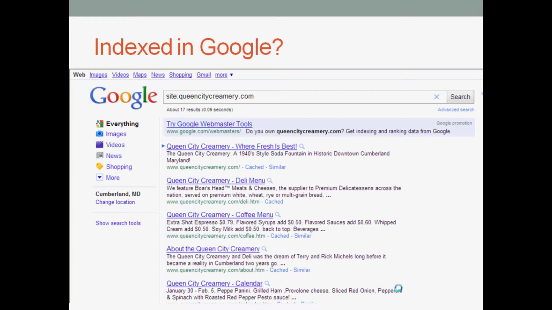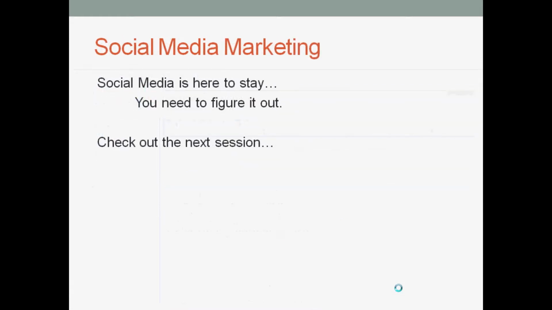Social media is next. If we go back, we're in the marketing phase. Social media is definitely here to stay, and it's an important thing to figure out, so stay tuned. The next couple sessions really focus on that.